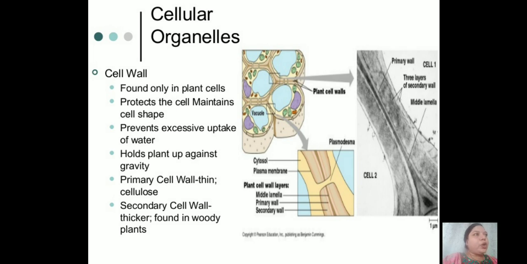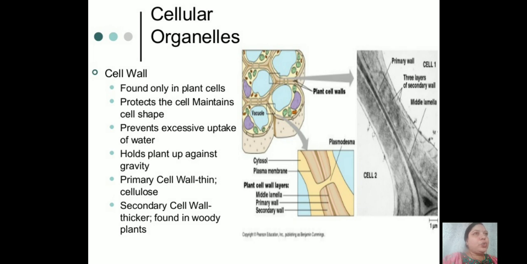In prokaryotic cells, 70S type ribosomes are present. Whereas in eukaryotic cells, both 70S and 80S type ribosomes are present. These 70S ribosomes in eukaryotic cells are only present inside mitochondria and chloroplast. Mitochondria and chloroplast inside eukaryotic cells are self-replicating units.